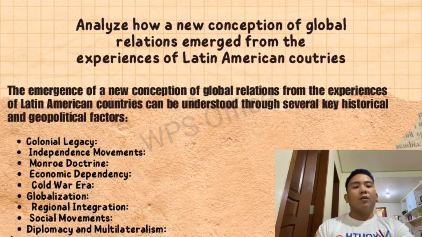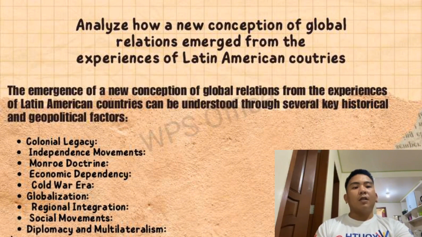Cold War era. During the Cold War era, Latin America became the battleground for ideological and geopolitical conflict. The region saw the rise of authoritarian regimes, often supported by superpowers, which influenced the perception of global relations as a power struggle with local consequences.